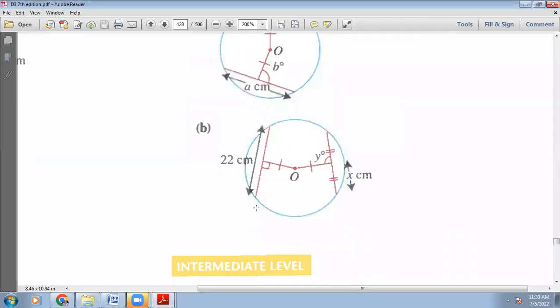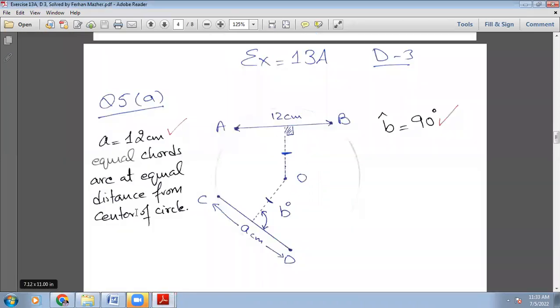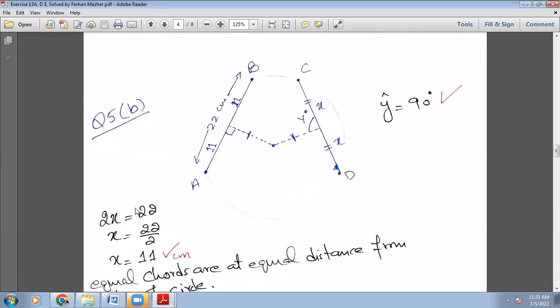He says, here we have two chords again. Both the chords are at equal distance from the center. So if this is 22, this whole chord will also be 22. So this is the half portion of that chord. The half portion of the chord of 22 centimeter, half of it will be 11. So this x will be 11, and this is the distance of the chord from the center. This angle here is always 90. So let me show you the B part.